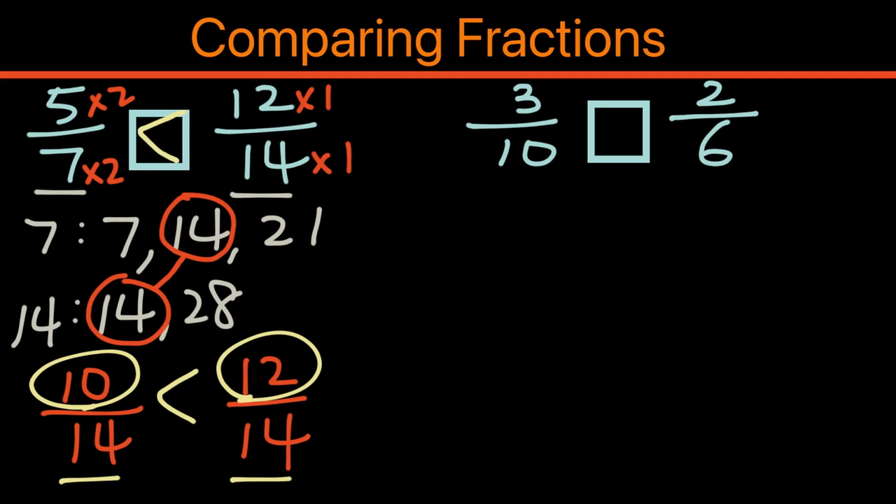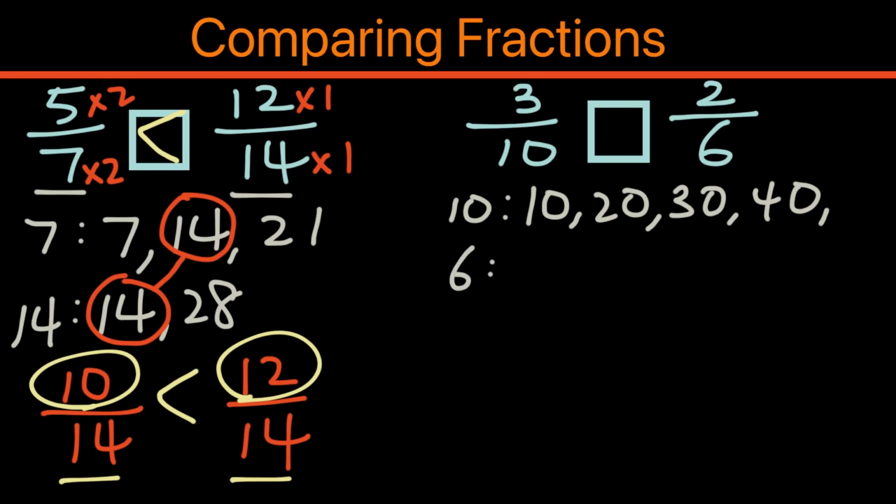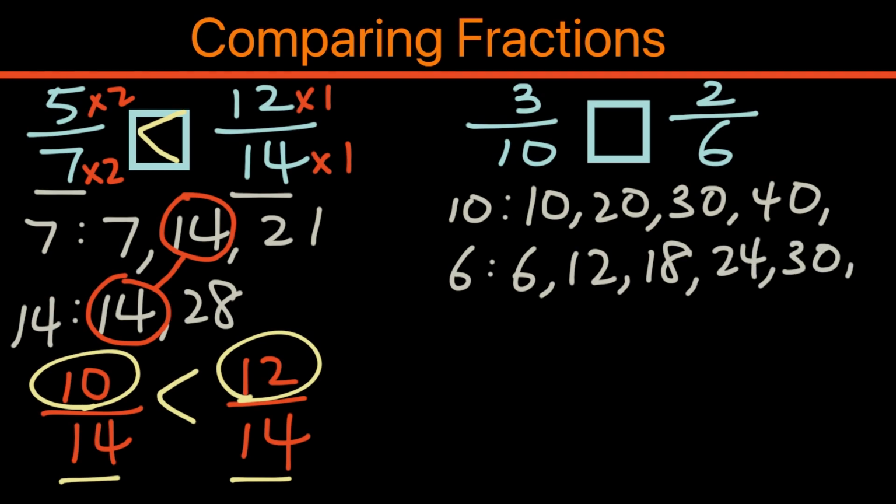Now for the second example, 3 over 10 and 2 over 6. So what we want to go ahead and do is list out the multiples. 10 would be 10, 20, 30, 40. For 6 would be 6, 12, 18, 24, 30, 36, 42. By looking at the two numbers, we can see 30 would be the least common multiple.